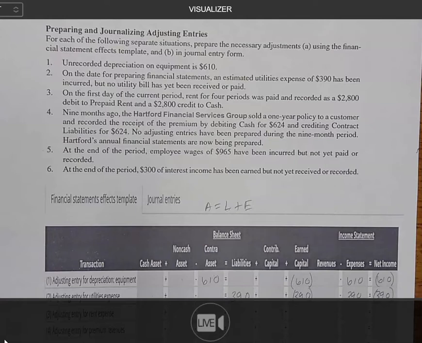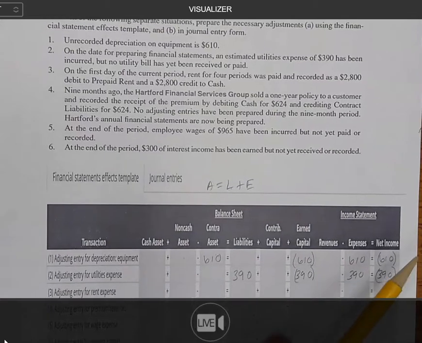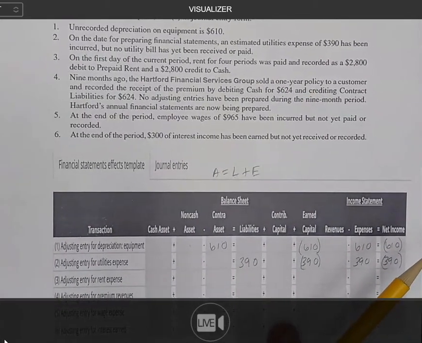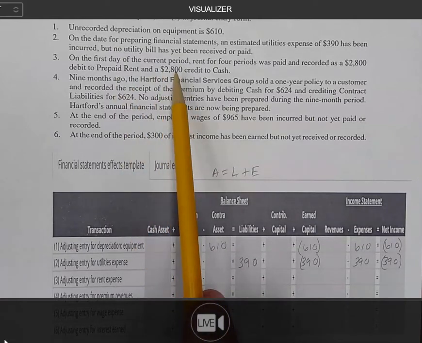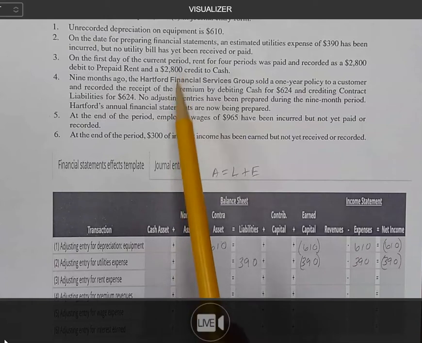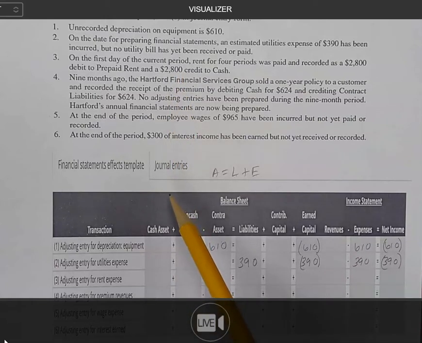With that in mind, I want to go back to number 3. We've paid $2,800 in rent, and so we have a current asset called prepaid rent. Now, what we're saying is that 1 month of that rent has been exhausted. So we have a lot of things going on here.